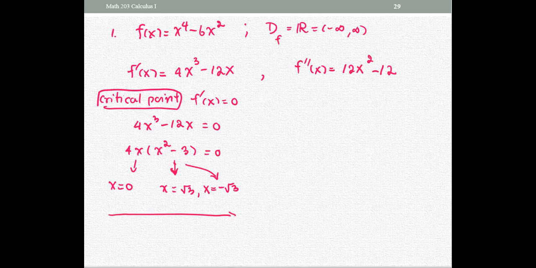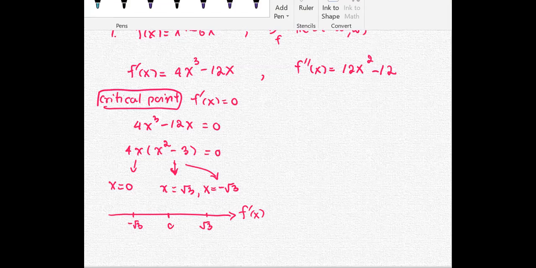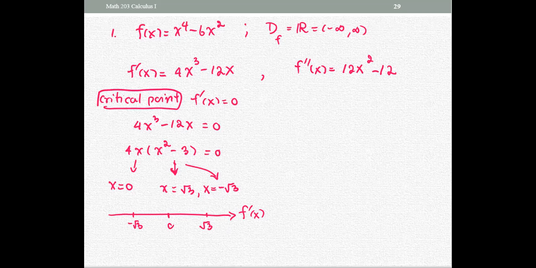This is the real number line for f prime. Locate all three critical numbers here: negative square root 3, 0, and then square root 3. There are different ways to locate the plus and minus signs of f prime. What I would do may be taking too long, as you might think, but it's very concrete.